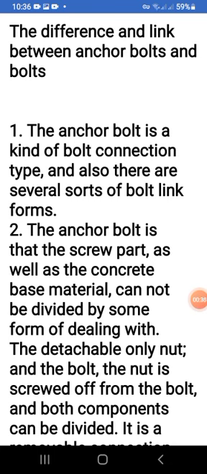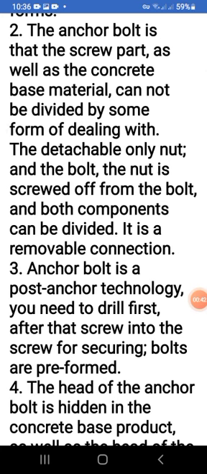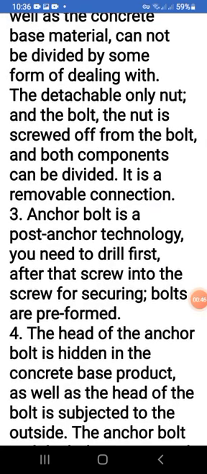The nut is screwed off from the bolt, and both components can be divided. It is a removable connection. 3. Anchor bolt is a post-anchor technology. You need to drill first. After that, screw into the screw for securing.